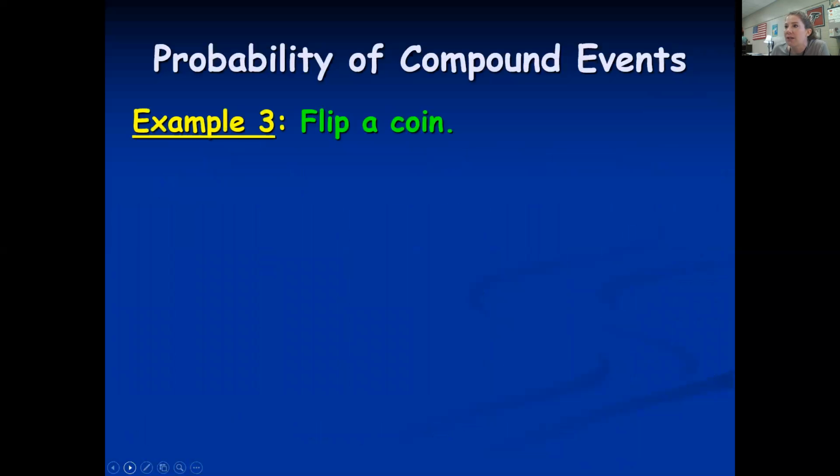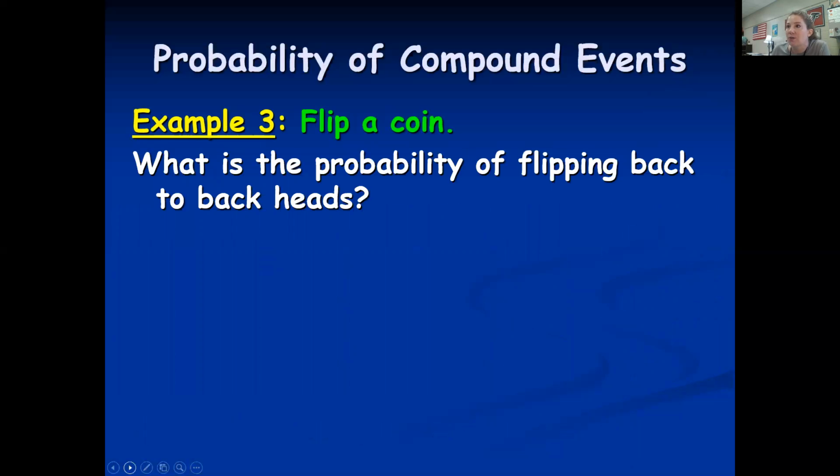What about a compound event? That's what we're doing, two things in a row. We're going to flip a coin. What's the probability of flipping back-to-back heads?